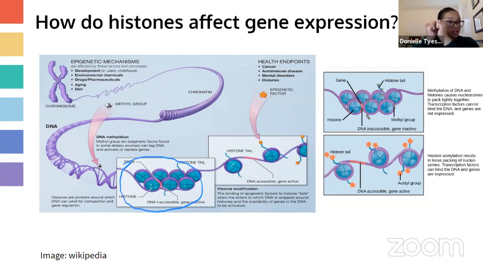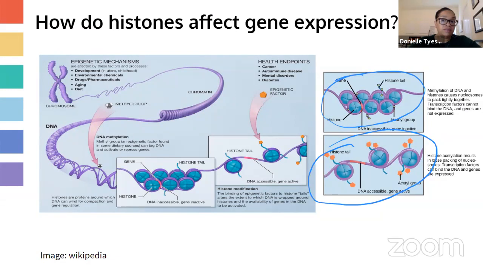Acetylation is the opposite, where the DNA molecule becomes loose. So therefore transcription can take place. So when you think of methylation, just think of inhibiting transcription from taking place. When you think of acetylation, transcription can take place.